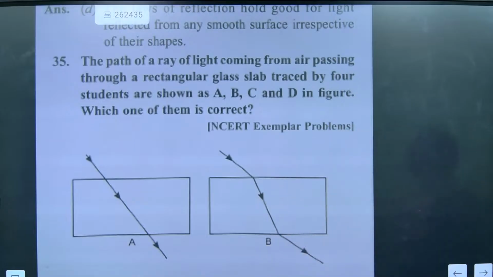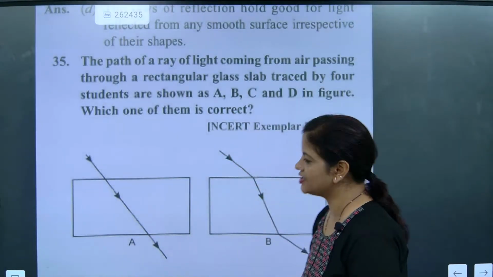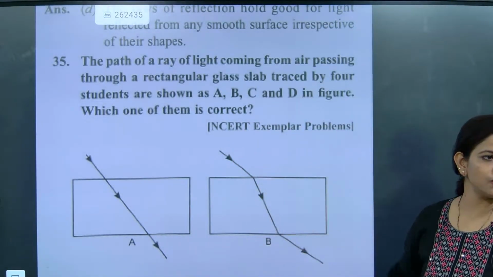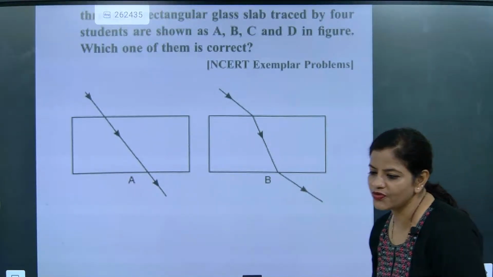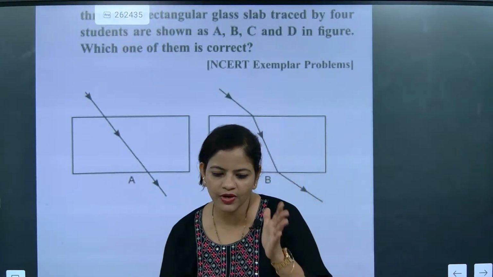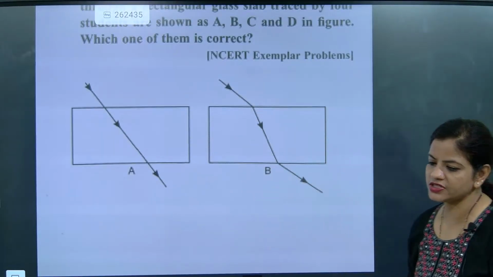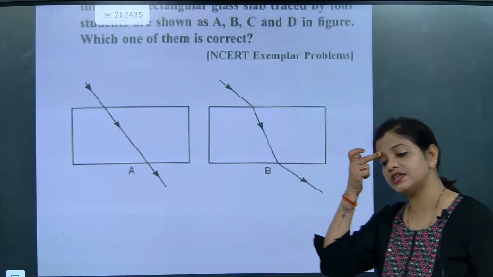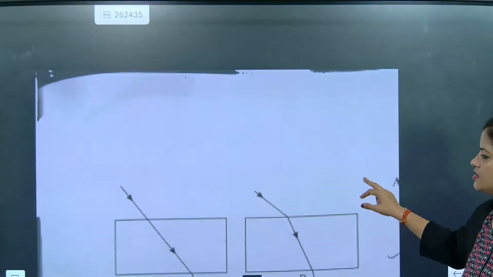Now look here. The paths of a ray of light coming from air passing through a rectangular slab, traced by four students, are shown. The first student is showing this one. Now the second one is shown like this. Now we are going to show you the third and fourth. With the first and second, make up your mind which one is the correct one. After that we will discuss. So, refraction concept, make up your mind which one is exactly correct. Now we are going to see the third and the fourth one.